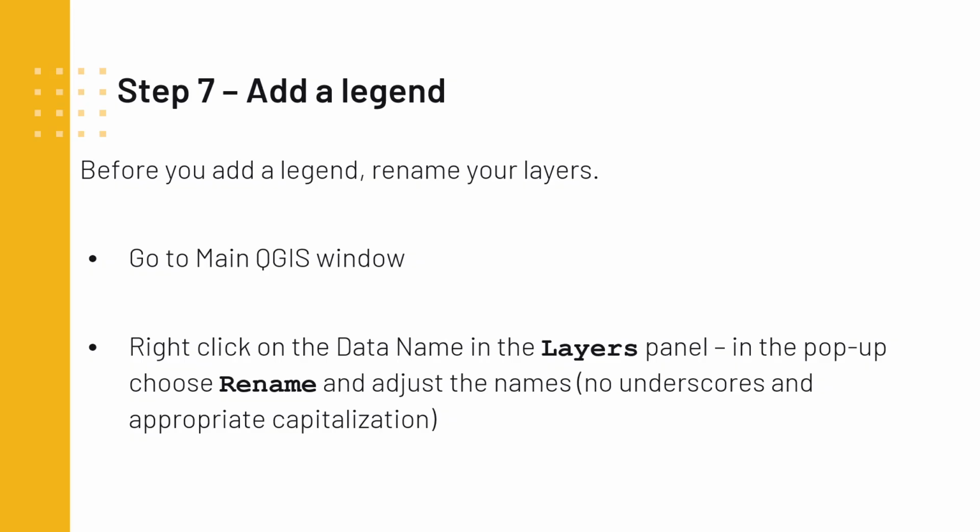Before we add the legend, we're going to rename our layers. Go to the main QGIS window to do this. Then right-click on the data name in the layers window or panel on the left side. In the pop-up, choose Rename and adjust the names so that they have no underscores and appropriate capitalization. Remember, however they appear in this layers list is how they're going to appear in your legend.